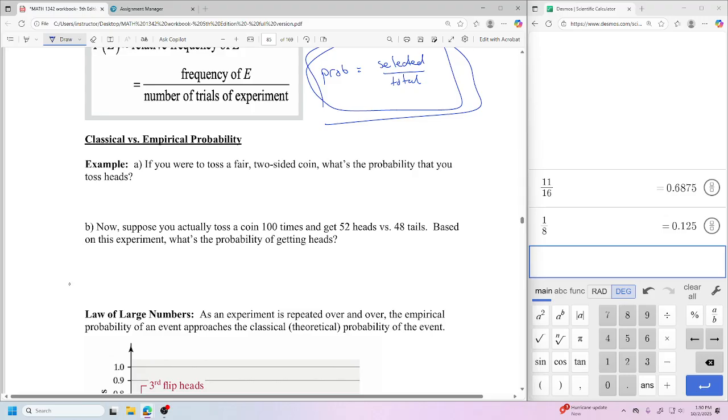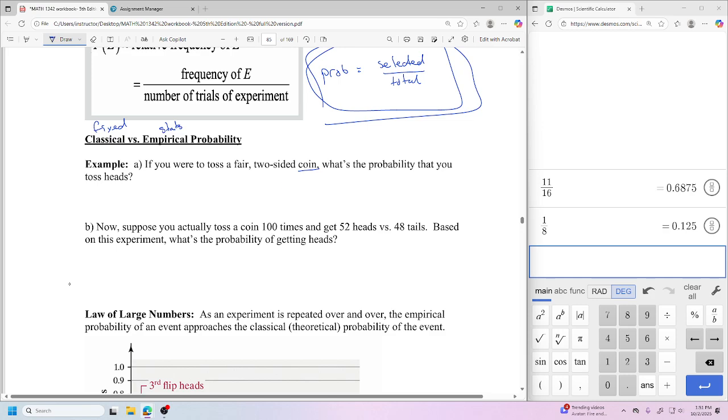All right, so they're asking right now, is it classical? Is it fixed? Like cards, dice, and coins and stuff like that? Or is it more like statistics that we're learning and changing all the time? So you toss a fair coin, what's the probability of heads? First off, which one is this? Is it classical or is it empirical? Coins.